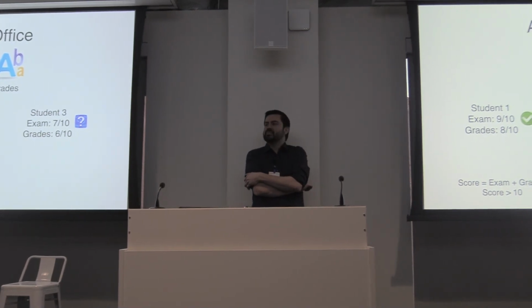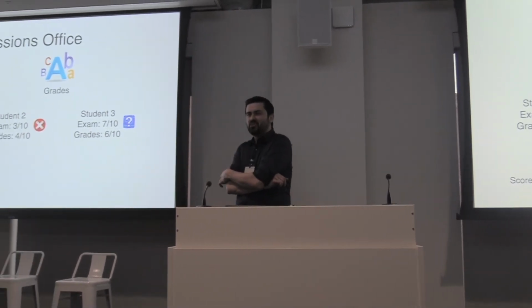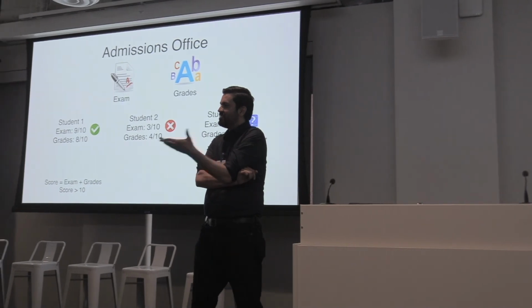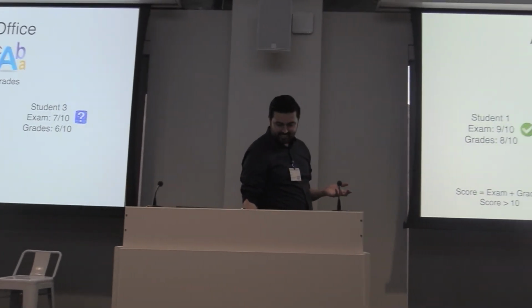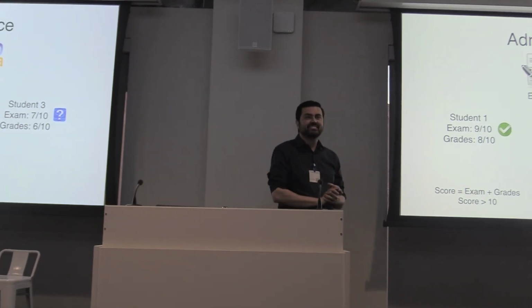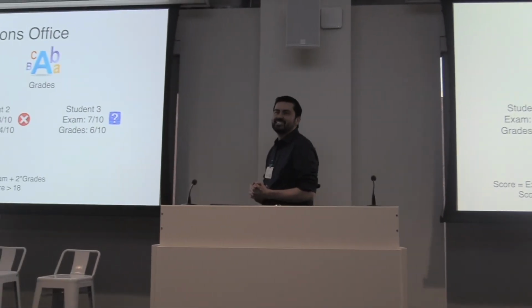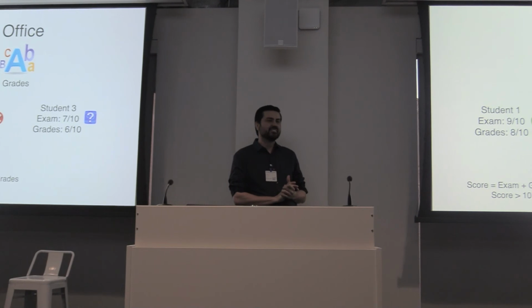Yes. Oh, what about this? What if we say the grades matter a little more because the exam is like one time where the grades are all over your life. So maybe weight the grades a little more. So maybe let's do exam plus 2 times grades and say if we got more than 18, then they pass, and if not, they don't. That could work, right?